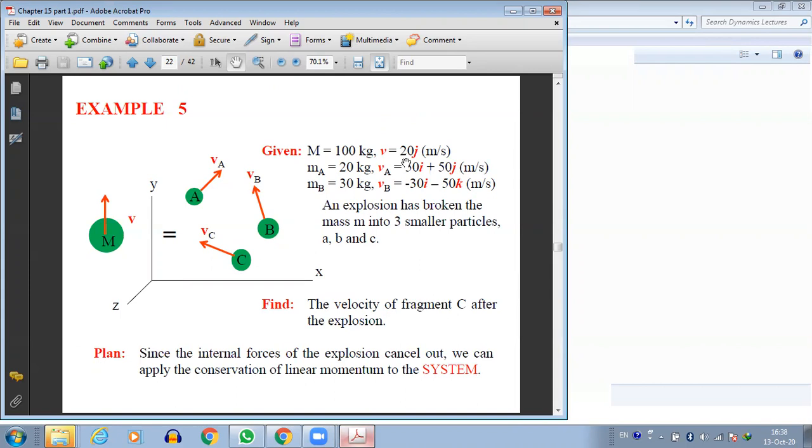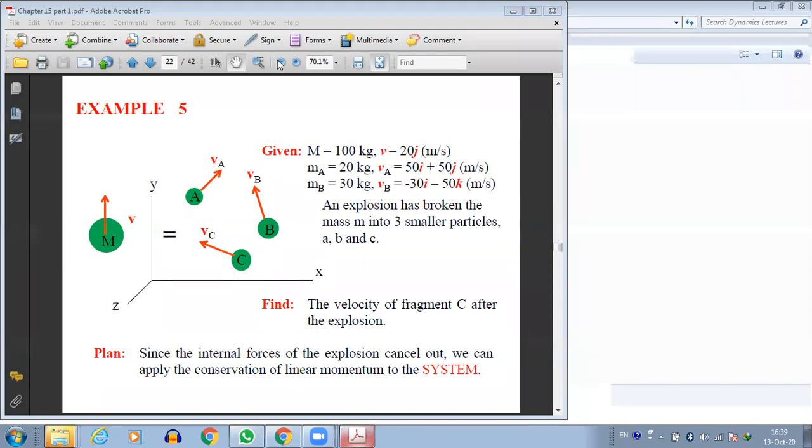Okay, what happened was that this mass was split into three parts. It just exploded into three parts. An explosion has broken the mass m into three smaller pieces, A, B, and C. A has a mass of 20 kg, B has a mass of 30 kg, and C's mass is not given. A's velocity is now 50i, 50j, B's velocity is minus 30i, minus 30k, okay? And we need to find the velocity of C after the explosion.